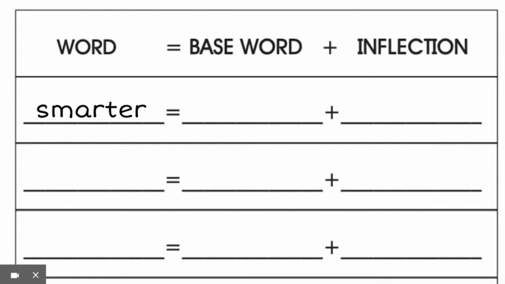Did you say the base word was smart and the inflection is er? If we put the two parts together, our word is smarter. Awesome job. Let's do another. Here's your second word.